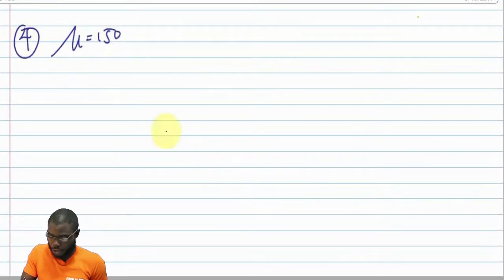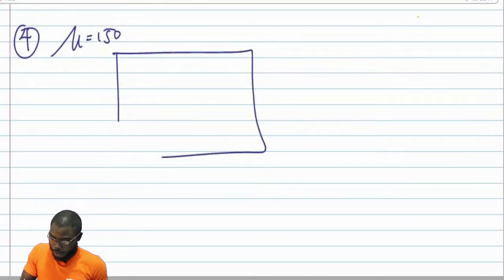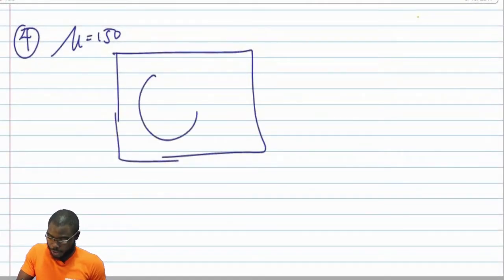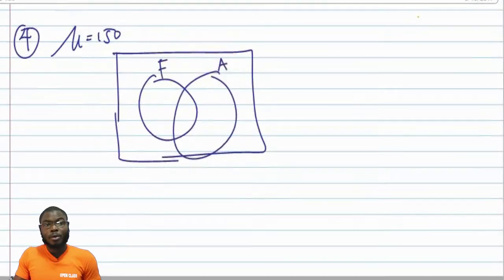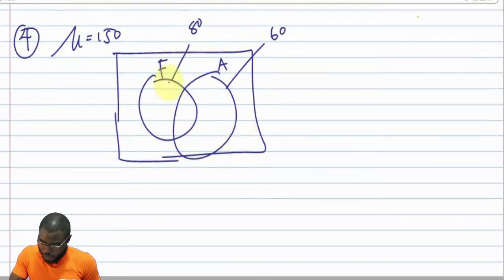80 offer French. So you can just draw your Venn diagram straight on. You have French and Arabic. You have 80 offering French, and then 60 offer Arabic, and 20 offer neither. So the 20 that offer neither French nor Arabic would be here.